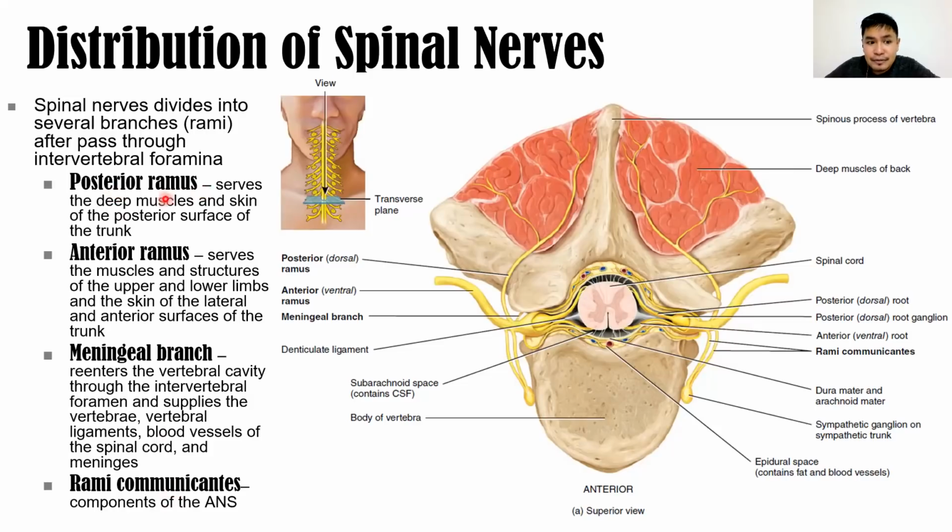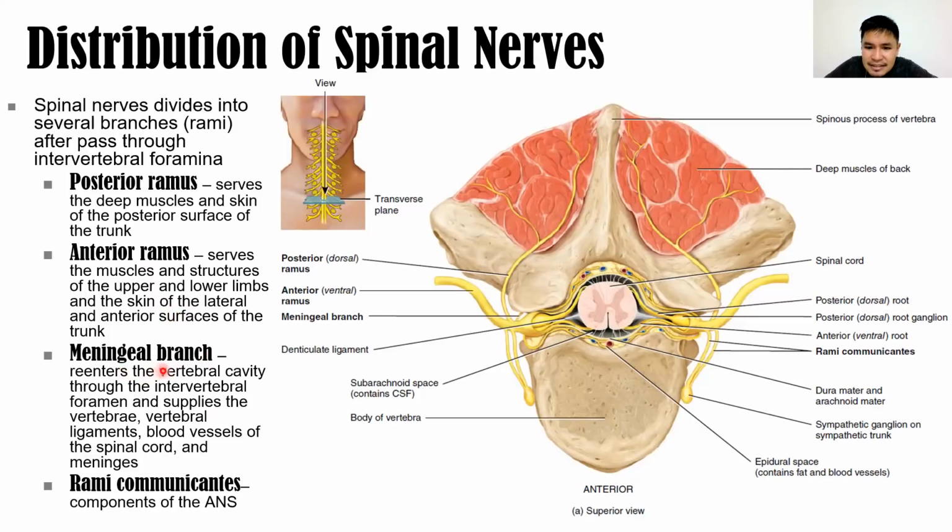Ano itong posterior ramus? Serves the deep muscle and skin of the posterior surface of the trunk. Okay? Deep muscle and skin of the posterior surface of the trunk. Posterior ramus. You have your anterior ramus. Serves the muscles and structures of the upper and lower limbs and the skin of the lateral and anterior surfaces of the trunk. Muscles, upper and lower limbs. Back, posterior ramus. Anterior ramus, upper and lower limbs, and lateral trunk.